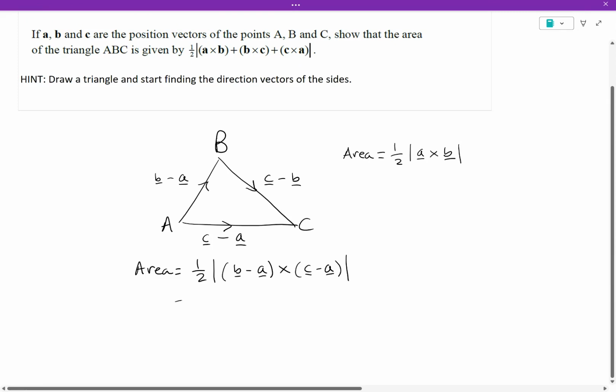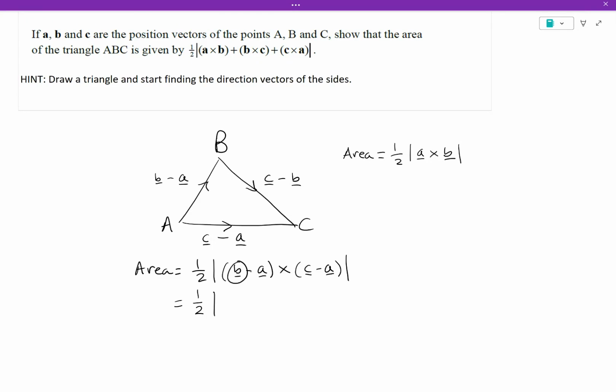So what I'm now going to do is use the distributive law to expand these brackets. Okay, so I'm going to do the b cross product with the c in that order. So b cross c. And then I'm going to do the b cross product with negative a. So the negative I'll bring to the front, and then b cross a. Now we're going to do the negative a with the c. So negative a cross c. And then finally the negative a with the negative a. So negative times negative is positive, then a cross a. And then we will close our magnitude.